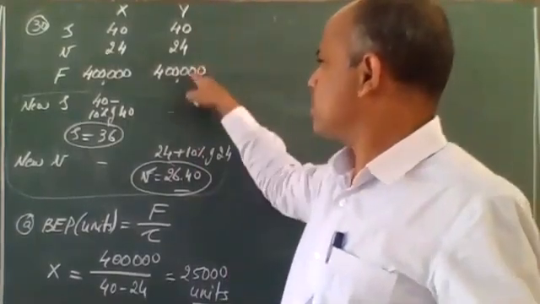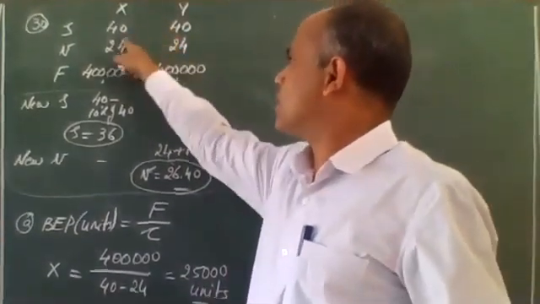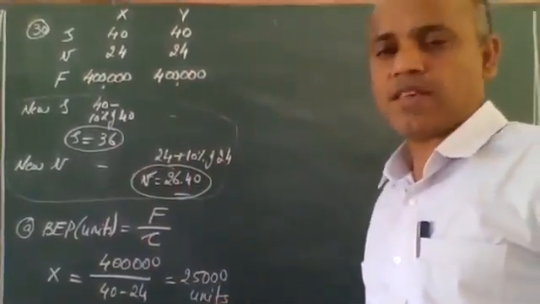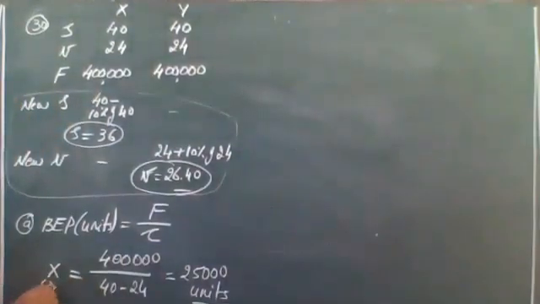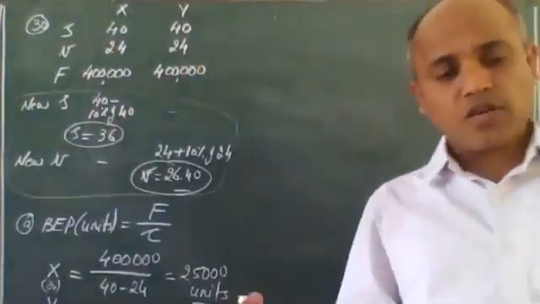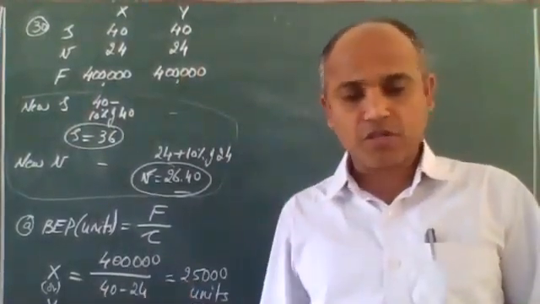Because the fixed cost is same, selling price is same, variable cost is same. So I can say the answer is same for X or Y, the answer is same. I need not do it twice. What is the next document? I mean, the continuation of this question, the B bit.